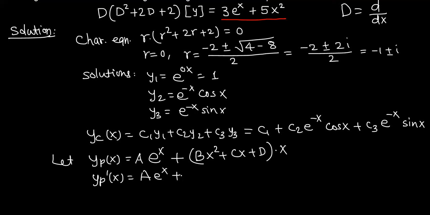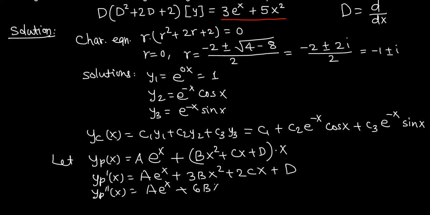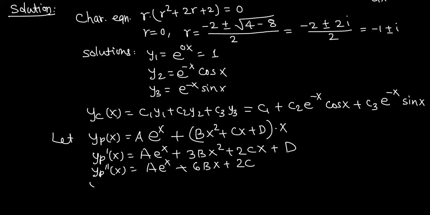a e^x itself. This is in fact bx cubed, so the derivative is 3bx squared. This is cx squared, so the derivative is 2cx. It's dx, the derivative is d. Let's find the second derivative: a e^x is itself, plus 6bx, plus 2c, plus 0. Let's find the third derivative: that's a e^x itself, plus 6b.